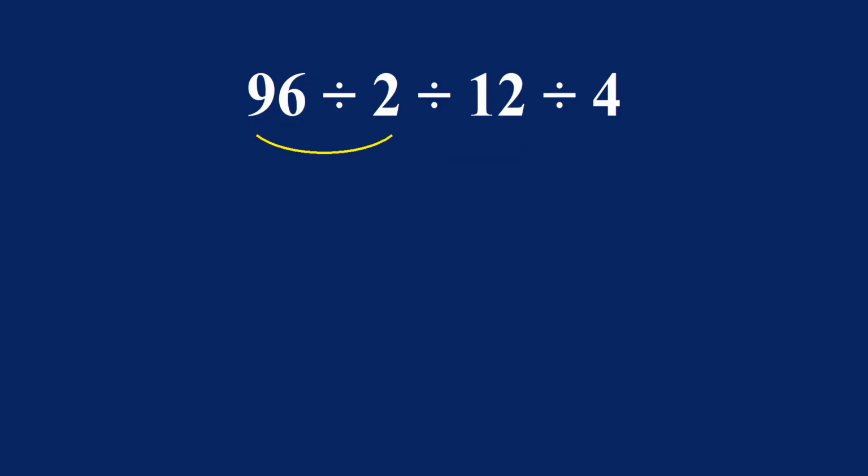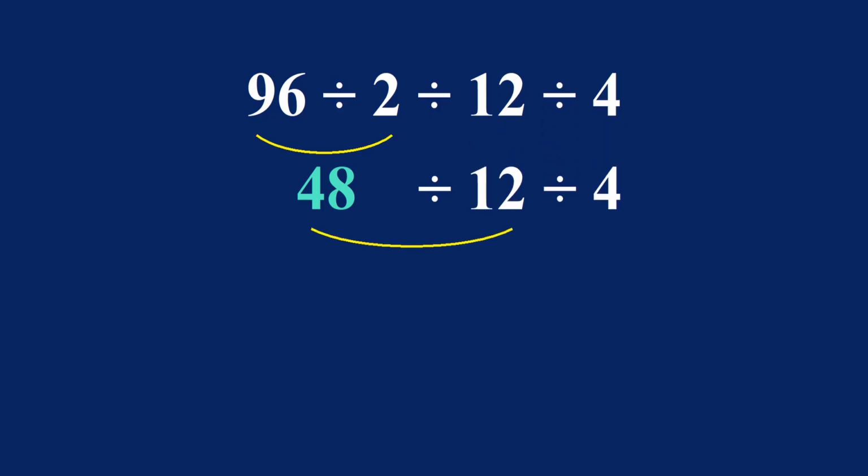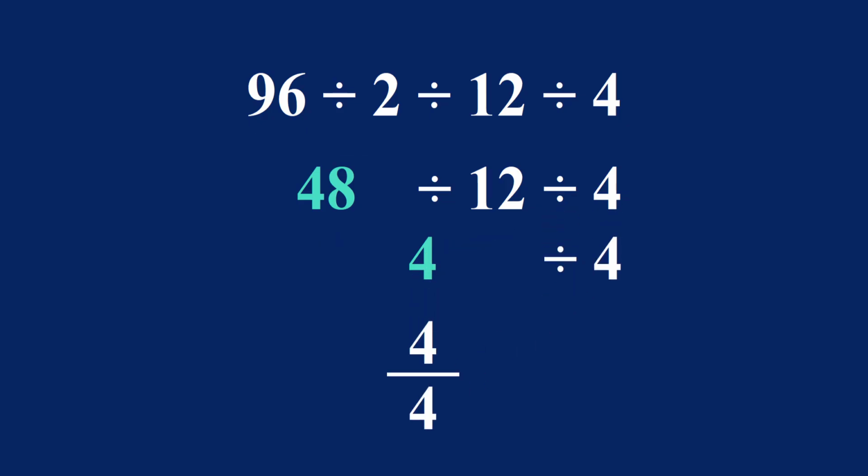96 divided by 2 gives us 48. So 48 divided by 12 divided by 4. And now we have to do this division. 48 divided by 12 is just 4. So 4 divided by 4 can be written as 4 over 4, which equals 1. This is our final answer to this problem.